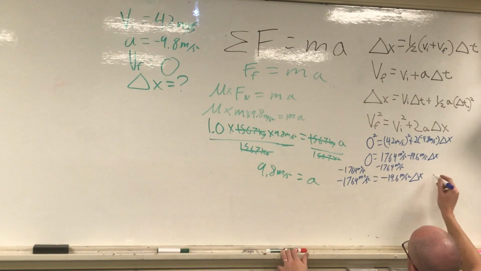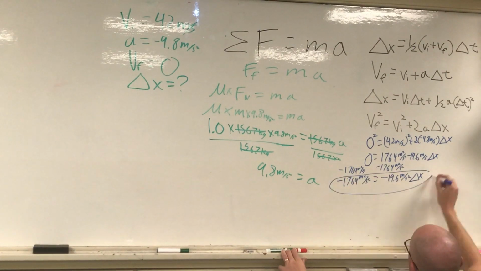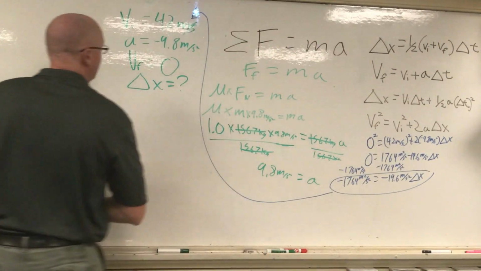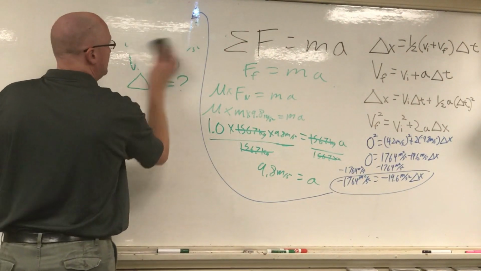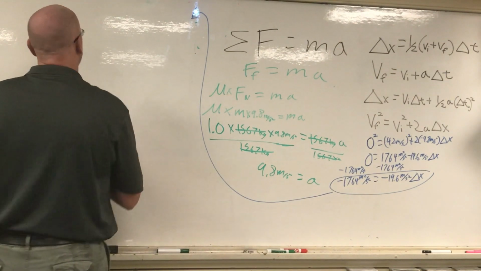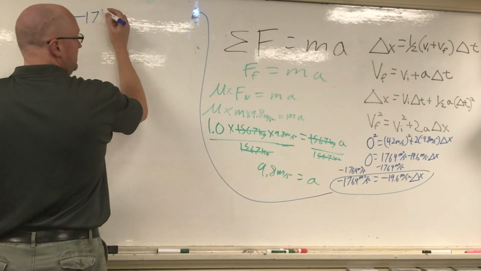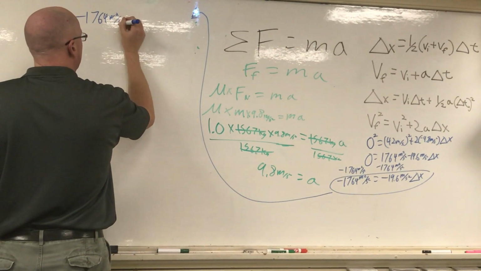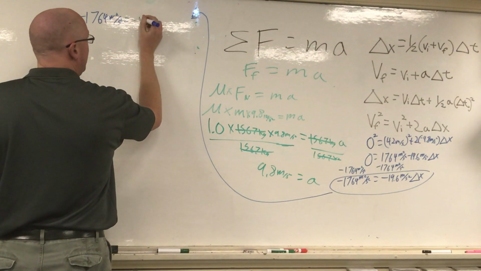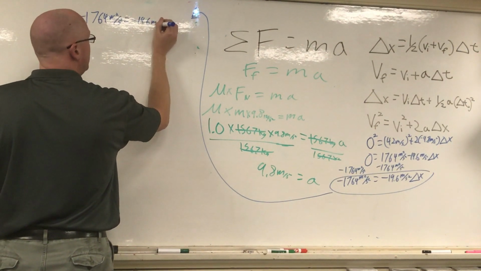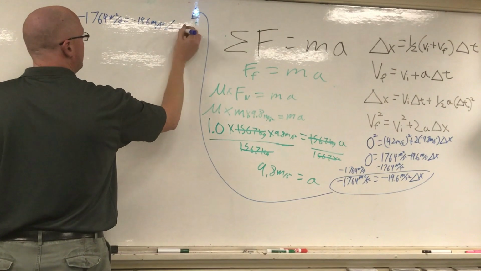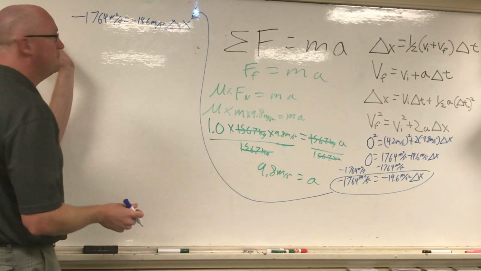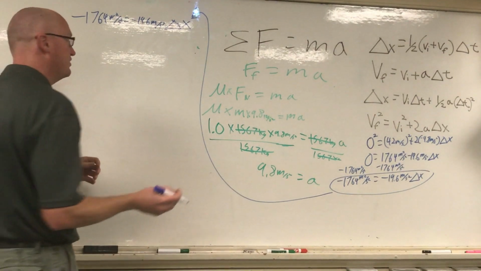And let's just take all this and move it up here, okay? Because I'm getting tired of crouching down. So let's just take a look at what it looks like. So we have negative 1,764 meters squared per second squared is equal to negative 19.6 meters per second squared delta x. That's what that was. I just moved it up here because I'm tired of crouching down, frankly.